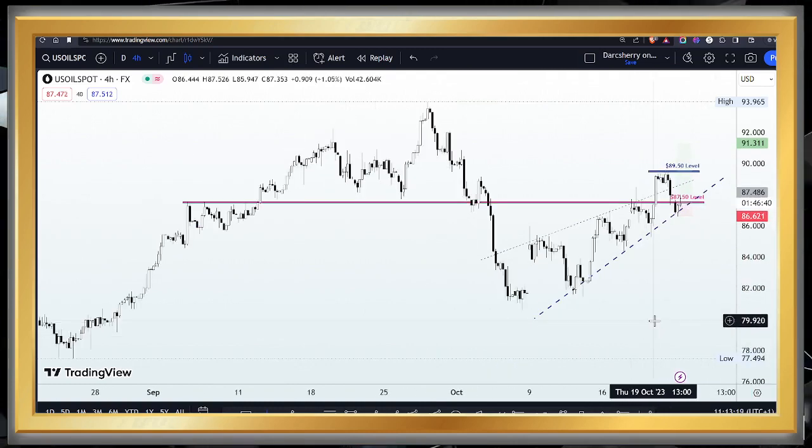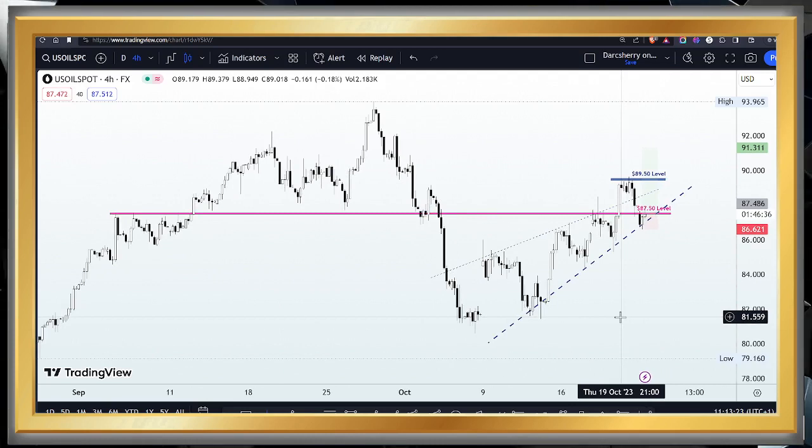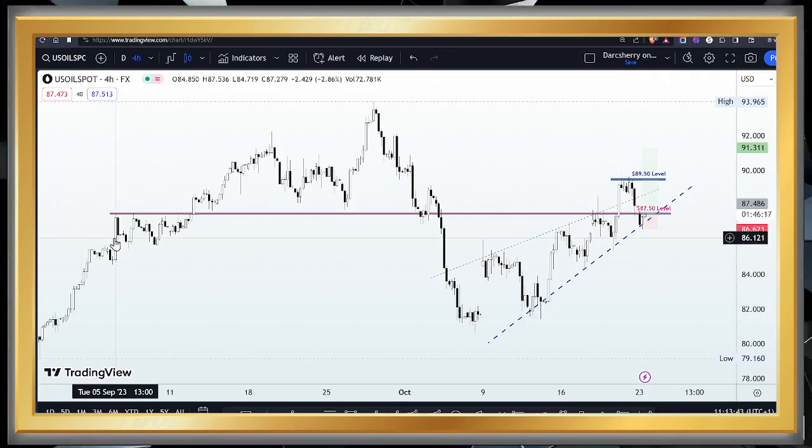Now, our first step for this week is to run through the 4 hours time frame, where I was able to identify a simple setup that we are going to be using to guide our trading decisions for this week. Now, if you look at the 4 hours time frame here, what I did was to take into consideration the nature of price action since the beginning of the month of September.